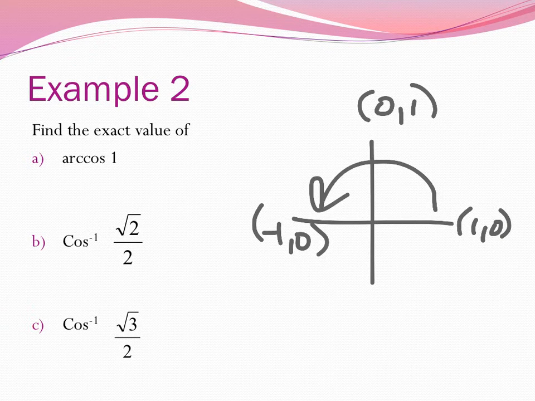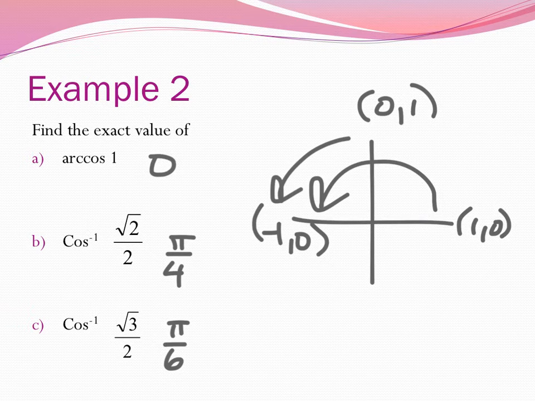So where is cosine 1? At 0. Where is cosine positive root 2 over 2? Pi over 4. Where is cosine positive root 3 over 2? Pi over 6. Okay? If they were negative, then it would go into this quadrant and you'd pull from those angles. You still with me? So what do you think's coming next?